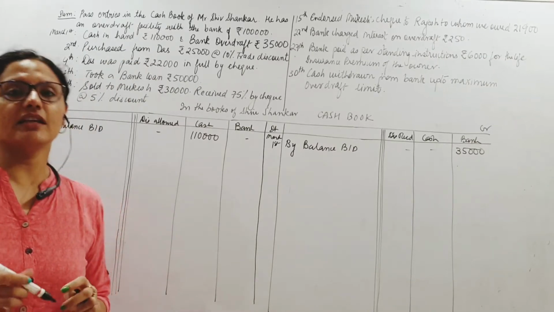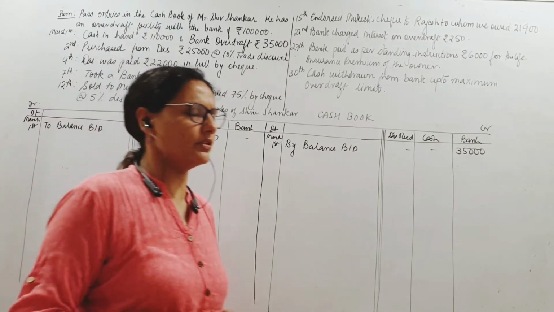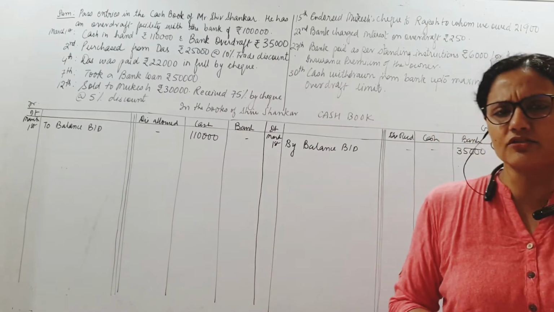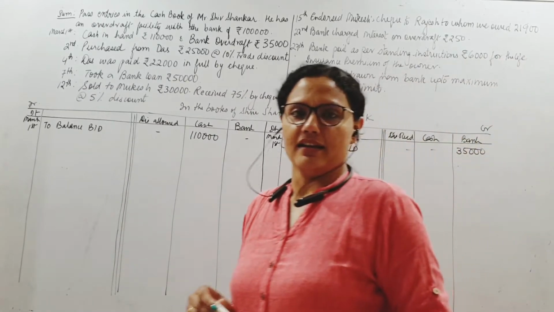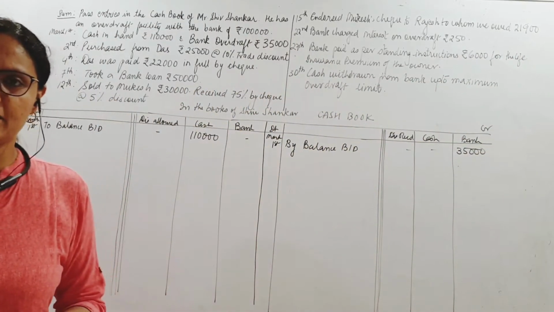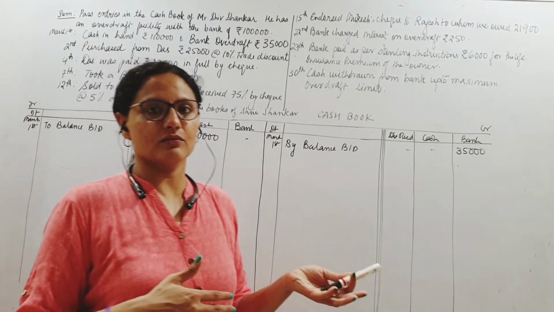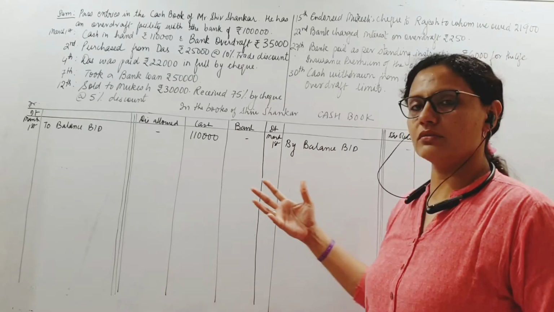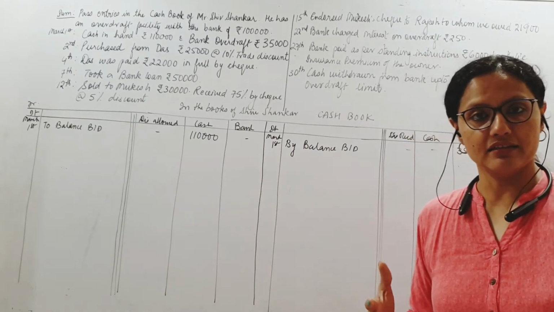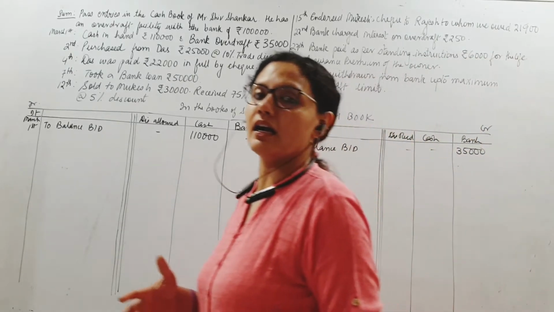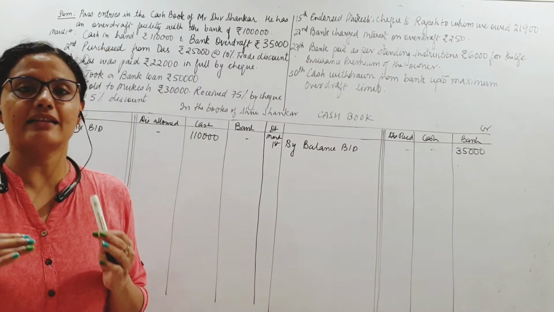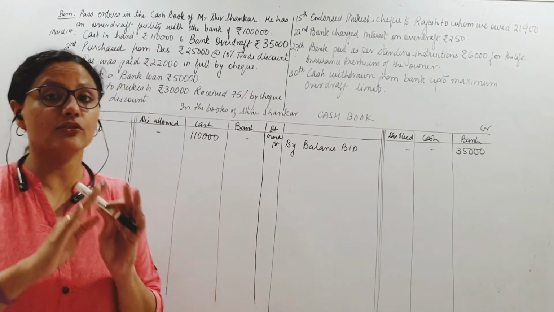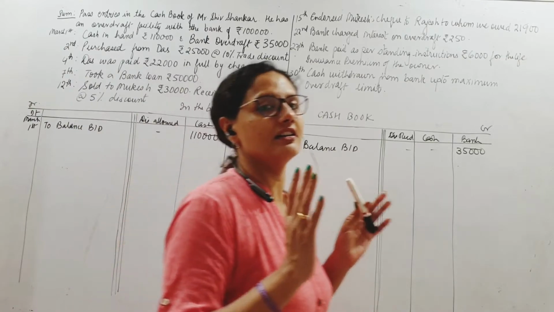Second, purchase from Das 25,000 at 10% trade discount. Obviously we are purchasing goods at a 10% trade discount. What is the journal entry for this? Purchases account debit to Das's account. So where is the cash account, bank account, discount account? Nothing, right? Until and unless cash and bank are involved in the transaction, that entry is not supposed to be entered in the cash book.